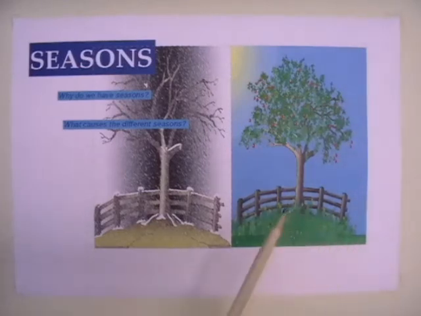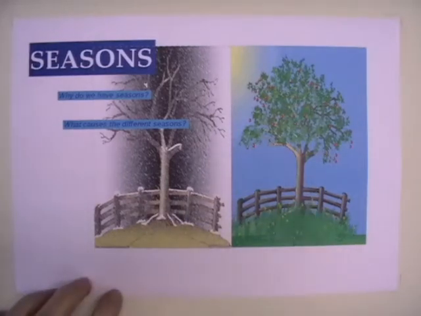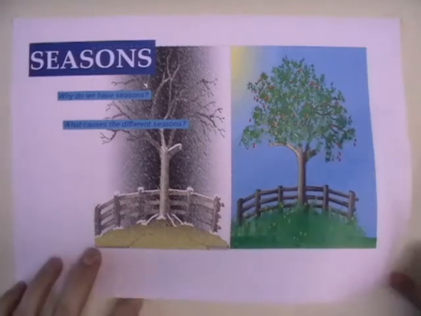So we know we have different seasons. We really have two distinct seasons that we know are so different. We have winter and we have summer. In between, of course, we have spring and autumn, which are fairly similar. And this is what causes them.